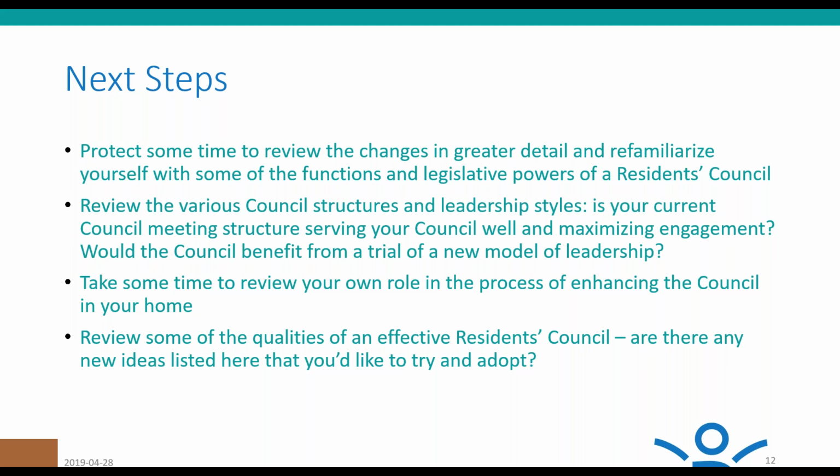Is your current council meeting structure serving your council well and maximizing engagement? Would the council benefit from a trial of a new model of leadership? Take some time to review your own role in the process of enhancing the council in your home. So whether you're a resident leader, a resident council assistant, an administrator, or another team member utilizing the resource guide, take a look at how you can contribute in positive ways to enhance the council moving forward. Perhaps you're taking away a few new ideas.